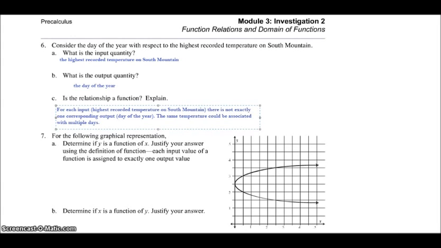So for each input, the highest recorded temperature on South Mountain, there is not exactly one corresponding day of the year. The same temperature could be associated with multiple days. So the temperature does not determine which day it is. It's not a function. This goes back to independence and dependence. When you have a function, the output value depends on the input value. It determines what it is.